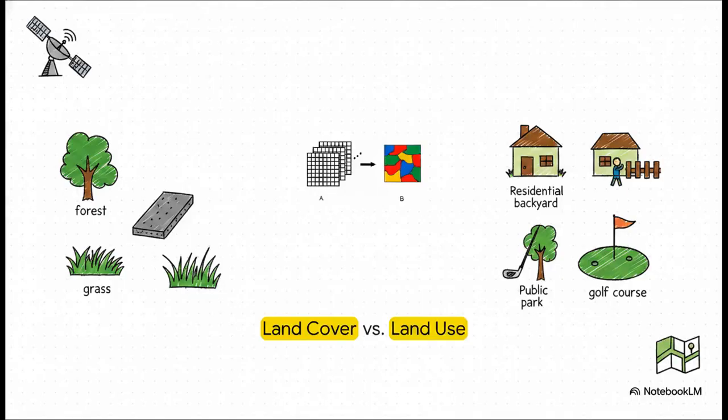Now, when working with satellite data, we have to make a very important distinction: land cover versus land use. Land cover is the physical condition of the ground surface. It's what the satellite actually sees, like a forest, grass, or concrete pavement. Land use, on the other hand, reflects human activity and the functional role of that land. So a patch of grass is the land cover, but its land use might be a residential backyard, a public park, or even a golf course. Remote sensing provides the cover data, which we then combine with GIS to infer the actual use.